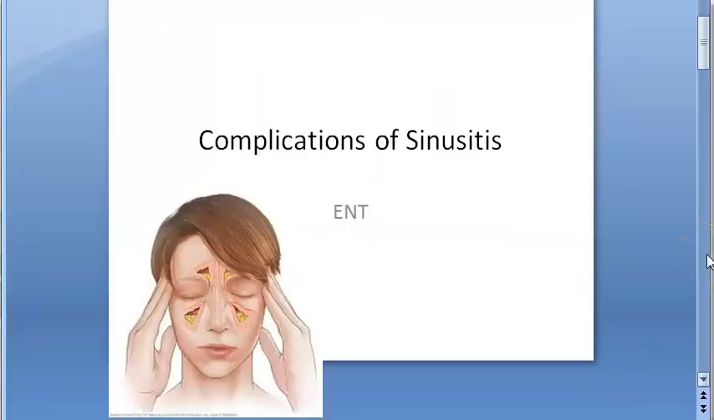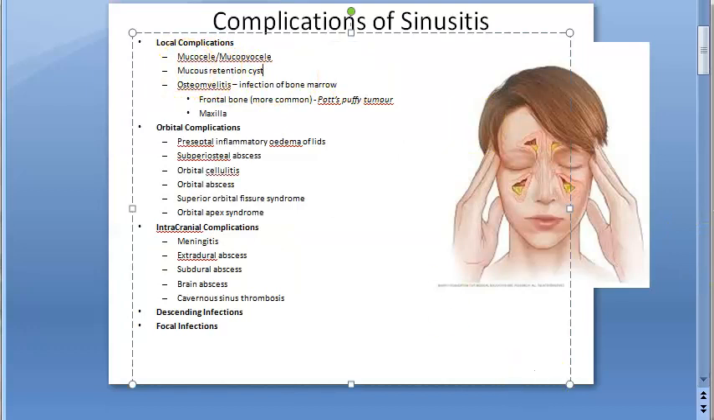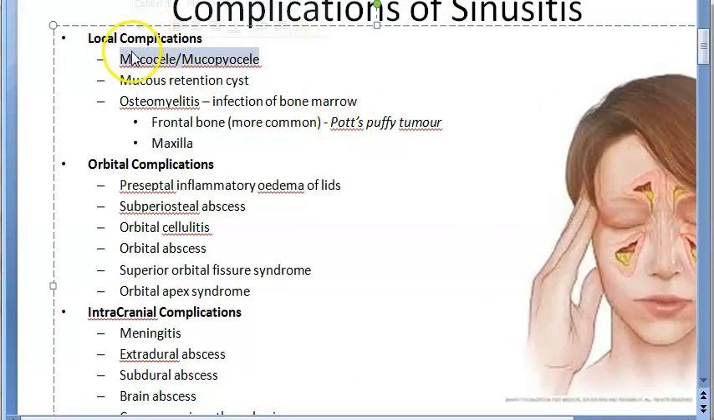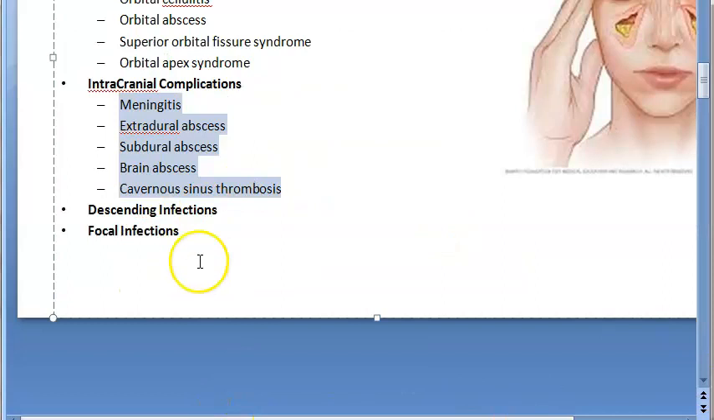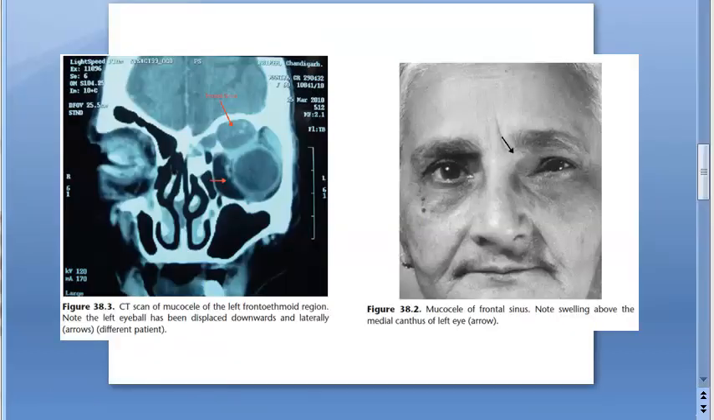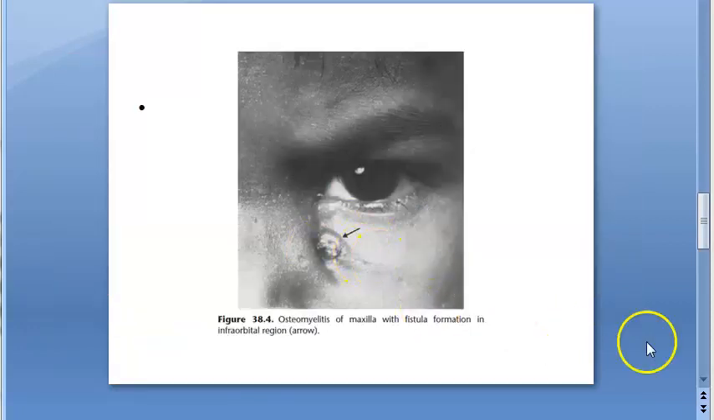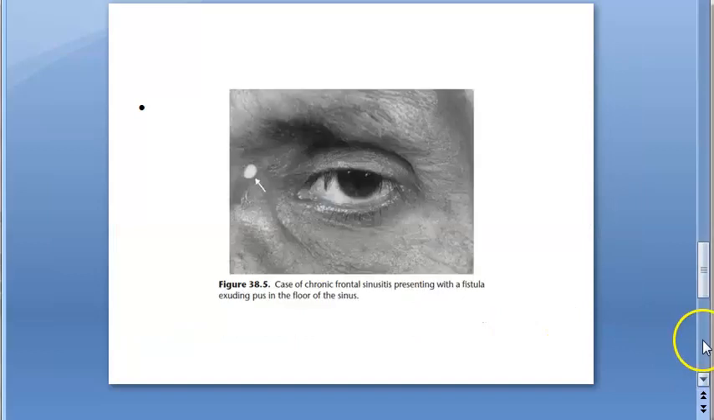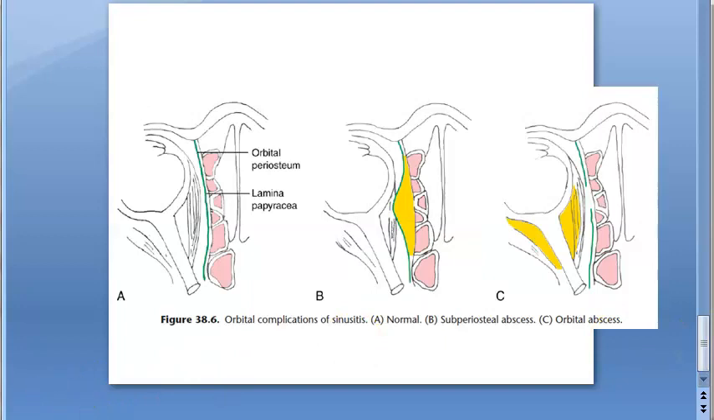The main words that should come out in complications of sinusitis will be like mucocele, guys. Mucocele you should know. Orbital complications, local complications, intracranial complications, descending infections, focal infections, all these we have seen. For mucocele we have seen a photo also. Here is a mucocele of the frontal sinus. This is showing some osteomyelitis of the maxilla. What is this? Fistula. Orbital complications.